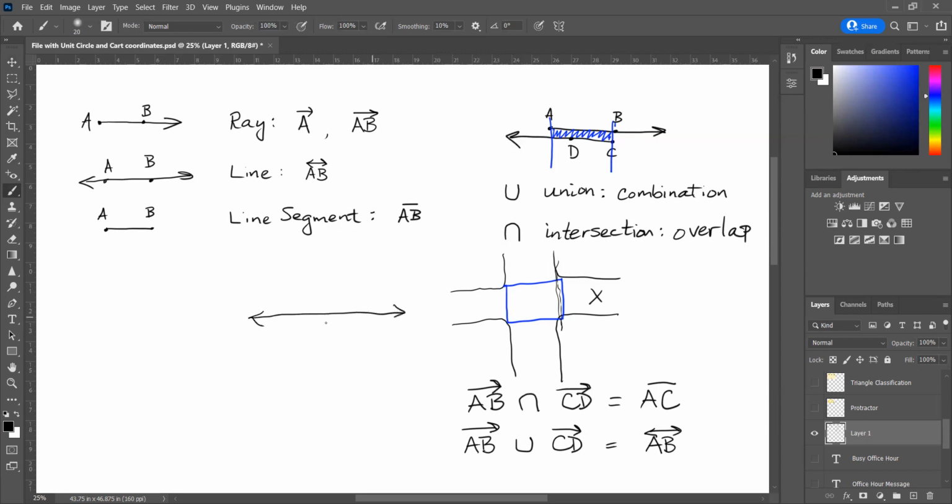Now, we might even just look at a single line here. We might have A, B, C, and D all sitting on the same line.